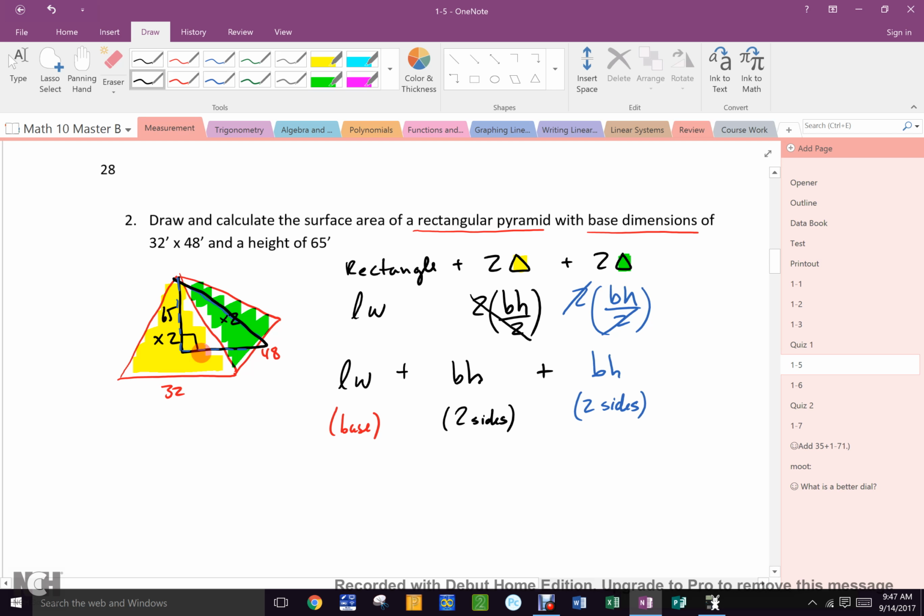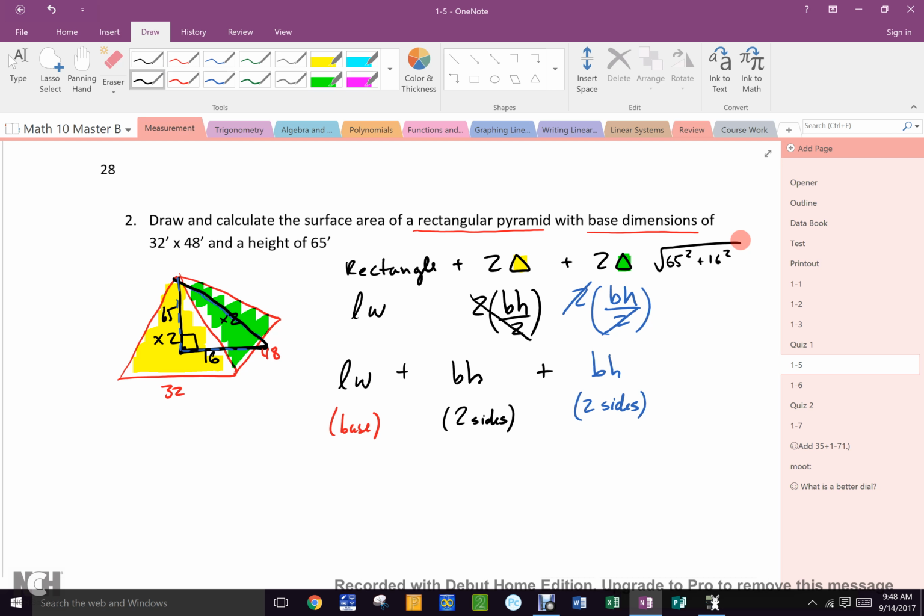This side is 65. How long is this side? Look closer. Because everybody says it's 32. Is it 32? What is it? That line goes to the middle of the pyramid, doesn't it? So what is this? From the middle of the pyramid out to the side. 16. So for my green triangle, how long is this side? Well, it's 65 squared plus 16 squared. Then I square root it because I do Pythagoras, yes?